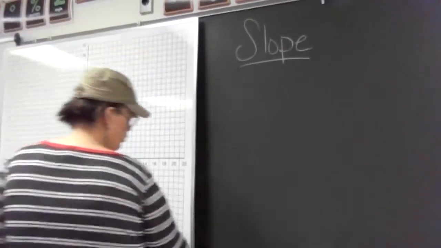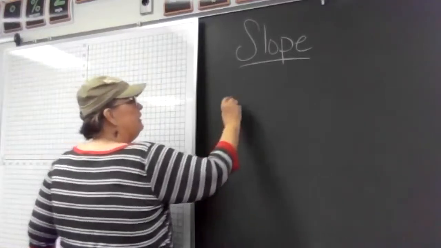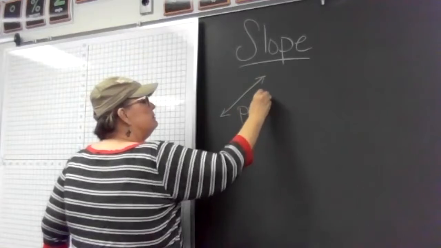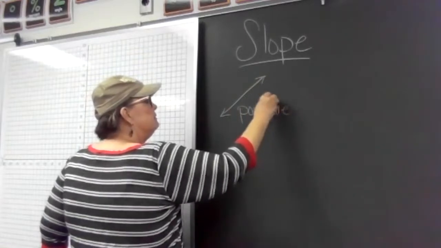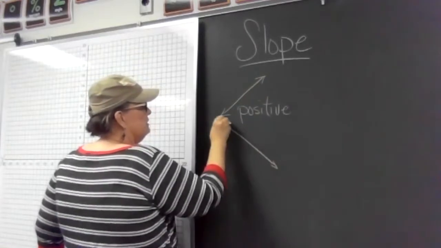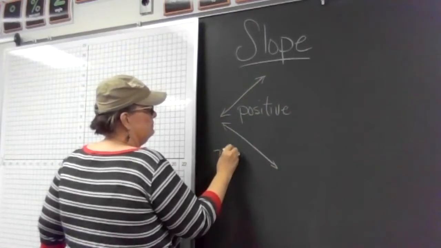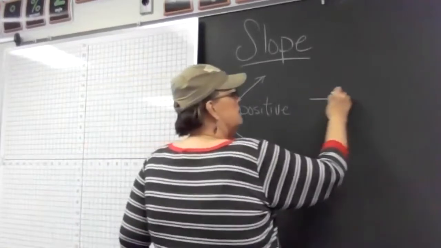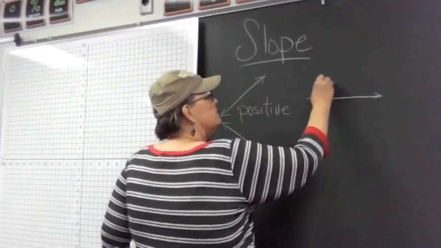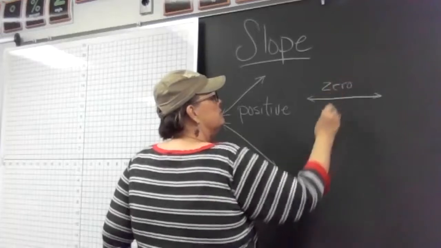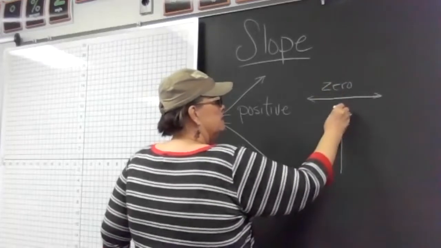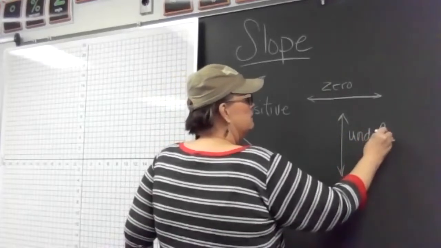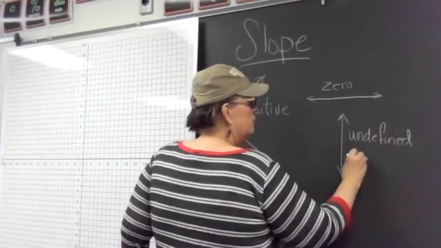Just a review of slope. Slope is the slant of a line on a graph. This is a positive slope. This is a negative slope. A horizontal line has a zero slope, and a vertical line is called an undefined slope, or no slope.